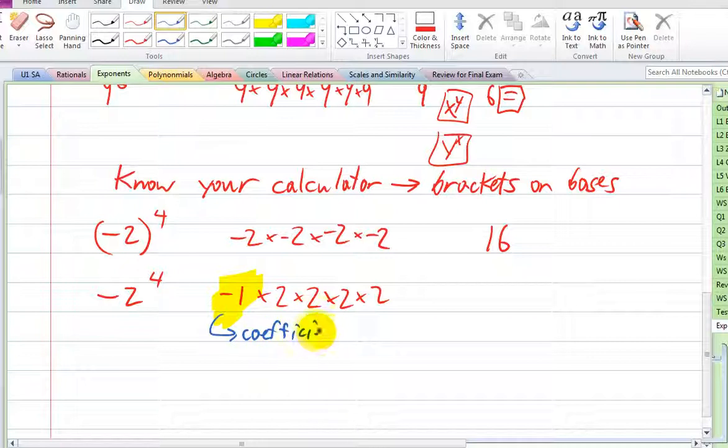A lot of textbooks and websites you'll see won't have a 1, they'll just have a negative sign. The negative sign's not in brackets. Okay, there's no brackets. So the base is simply 2. Now your answer should be negative 16. Try that on your calculator. And now you'll really know whether your calculator adds brackets or not.